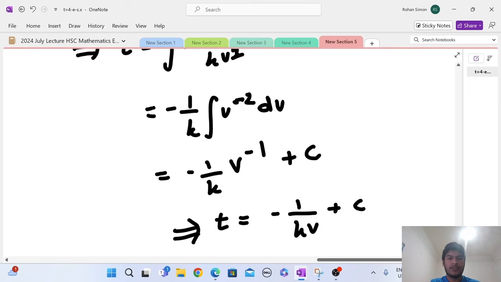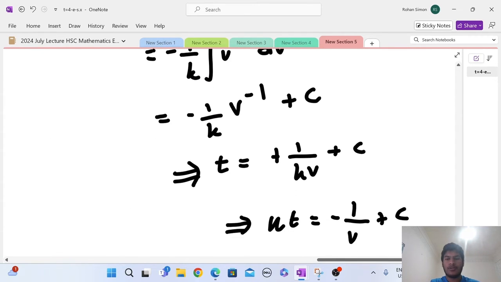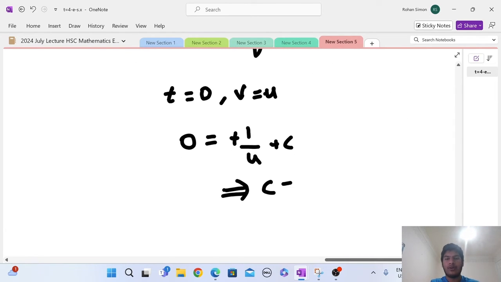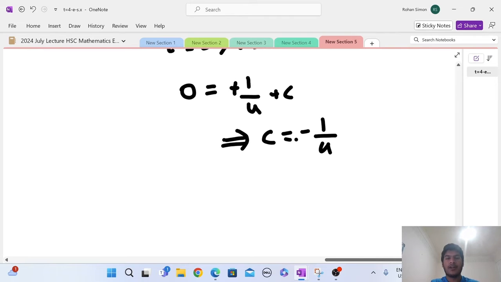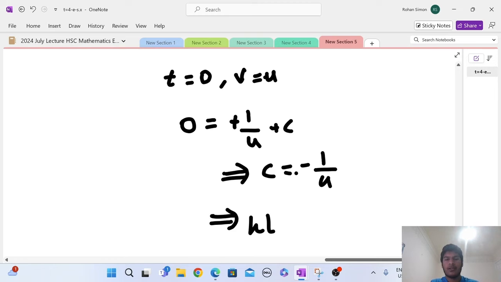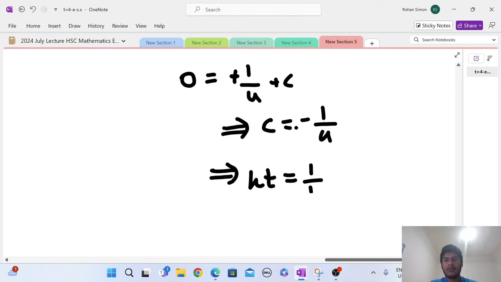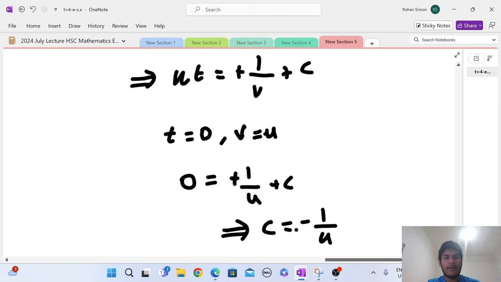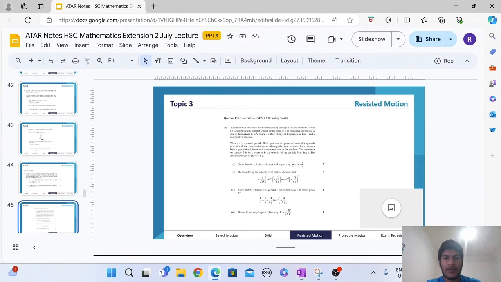Oh, sorry. This negative here cancels. That should be positive, positive. Yep. Positive 1 on u, so c equals 1 on u. And so our expression becomes kt equals 1 on v plus 1 on u. Okay, so that's part 1.